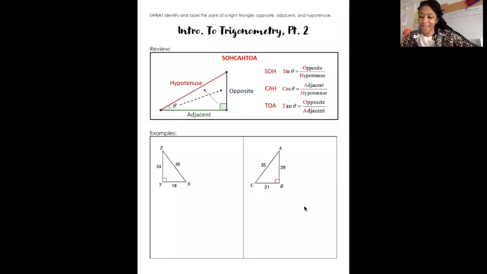Hi everyone, today we're going to be starting day 2 of trigonometry. The lesson objective for today is students will be able to identify and label parts of a right triangle: opposite, adjacent, and hypotenuse. It's the same lesson objective as last time.